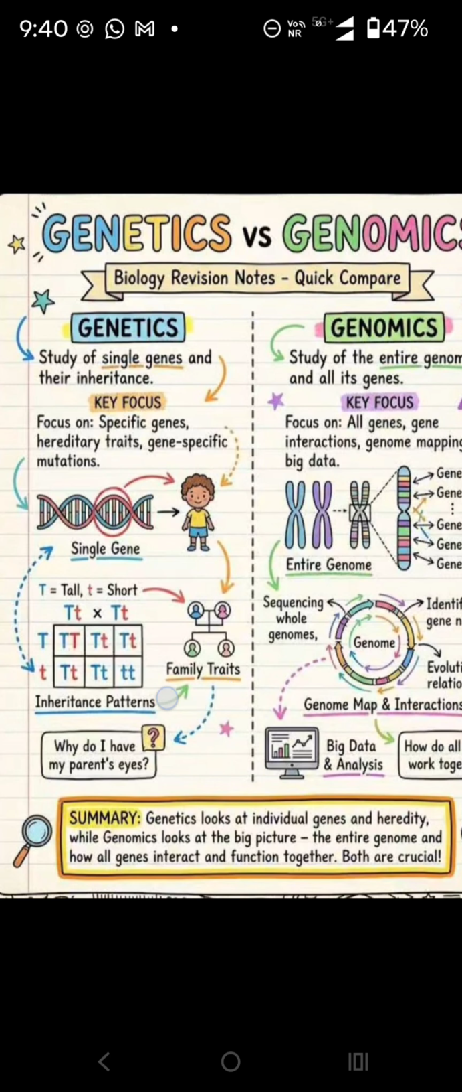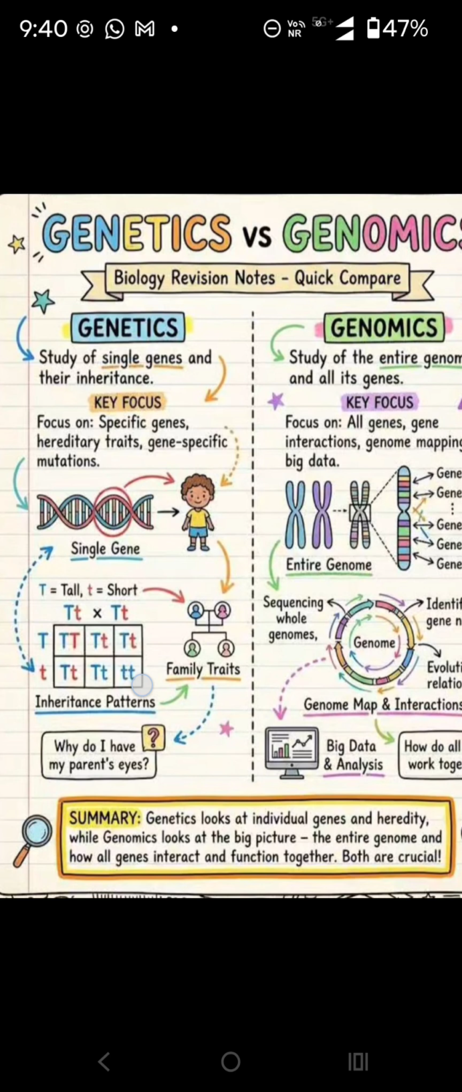An example is given: if someone is tall, it can be denoted by capital T, and if the height is short, then it is denoted by small t. If capital T and small t are crossed, they form the hybrid capital T small t, and the individual will be tall because of the dominant character.